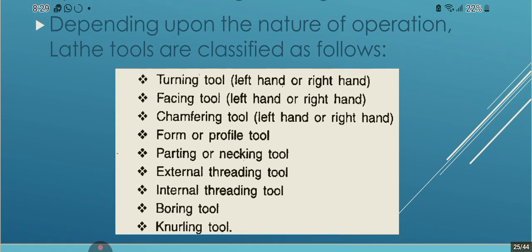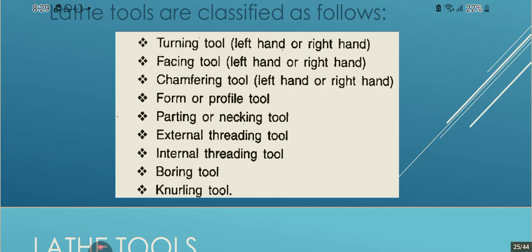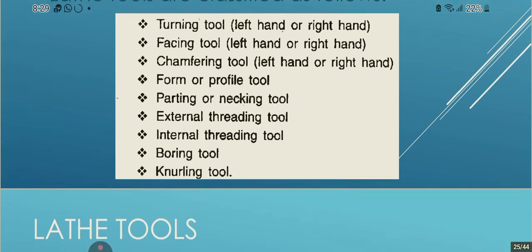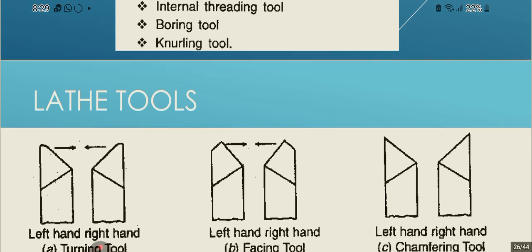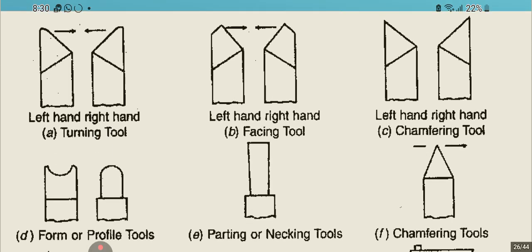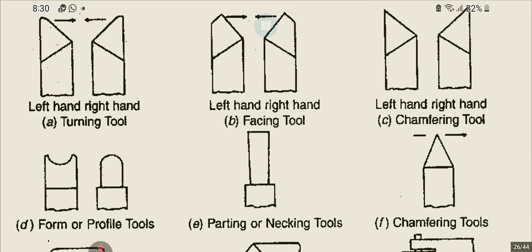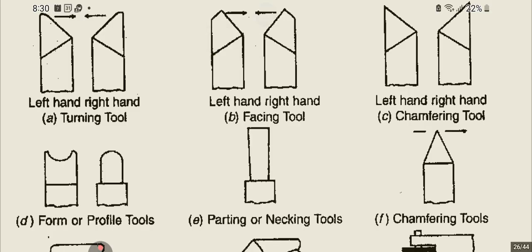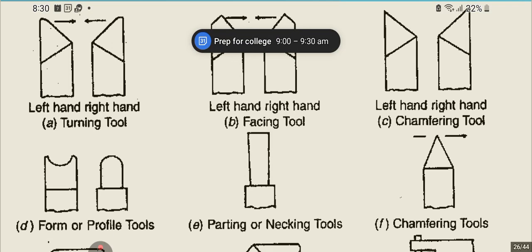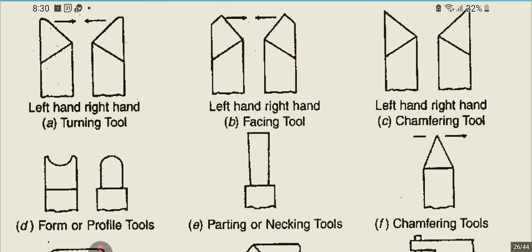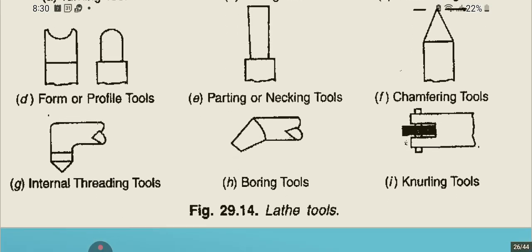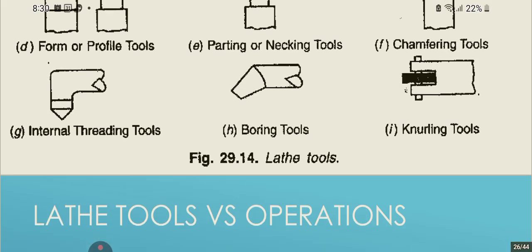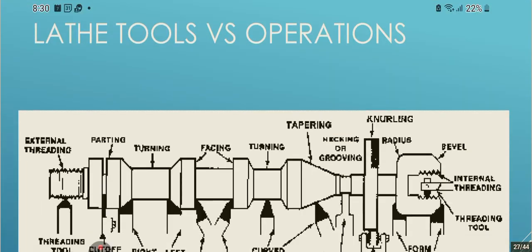Depending on the nature of operation, lathe tools are classified as turning tool, facing tool, chamfering tool, form or profile tool, parting or necking tool, external threading tool, internal threading, boring tool, and knurling tools. Left hand turning tool, right hand, chamfering tool, form profile tools, parting or necking tool, knurling, boring, internal threading, all the tools.